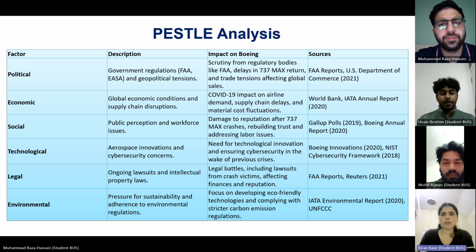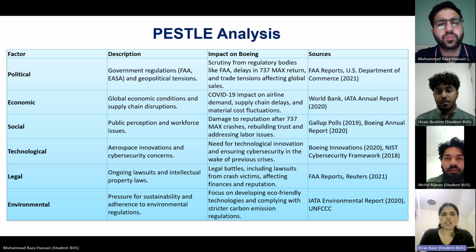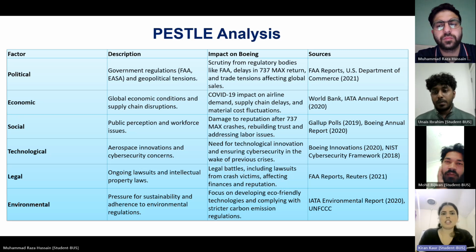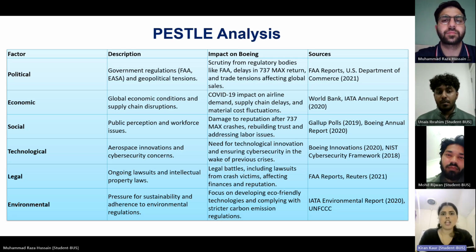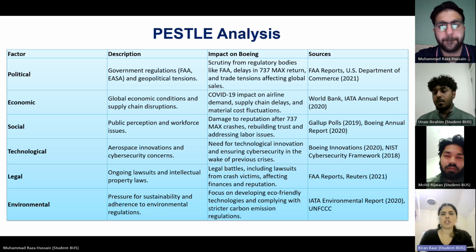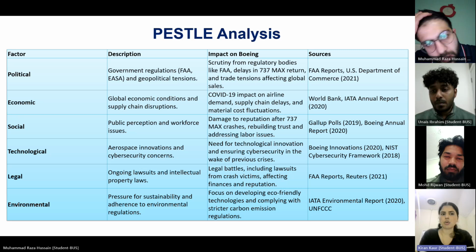First is political. Government bodies like the FAA and EASA increased geopolitical tension after the 737 MAX crisis. We are talking about the economy, global economic conditions and supply chain disruption. It happened after COVID-19, and it also delayed the supply chain and caused fluctuation in material costs.